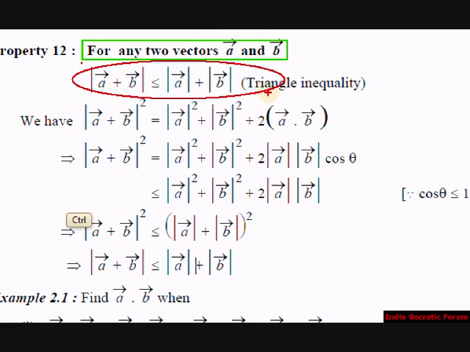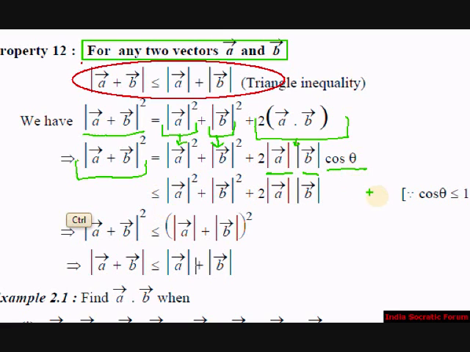We have to prove that the triangle inequality holds good, right? So we know that the modulus of a vector plus b vector, the whole square, from the previous property, is the modulus of a squared plus the modulus of b squared plus 2 a dot b. And a dot b is the modulus of a, modulus of b, cos theta. So substituting that formula here, we get this, right?